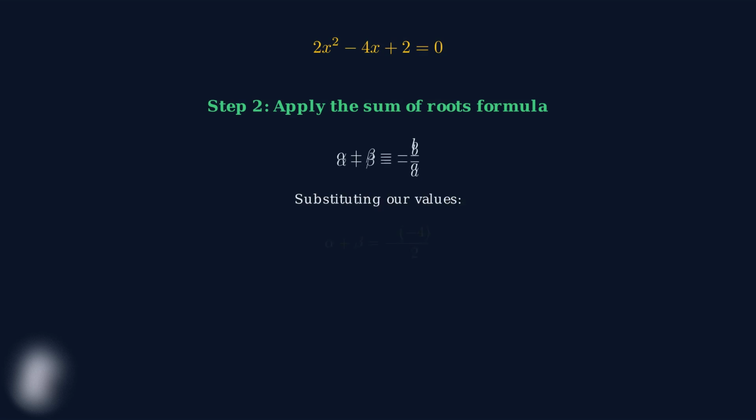Now we substitute our values. We have b equals negative 4 and a equals 2. So alpha plus beta equals negative times negative 4, all divided by 2. When we have negative times negative 4, that becomes positive 4. So we get alpha plus beta equals 4 divided by 2, and 4 divided by 2 equals 2. Therefore, the sum of the roots is 2 meters.